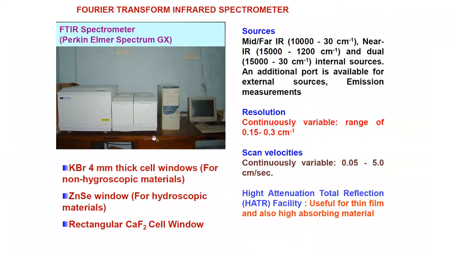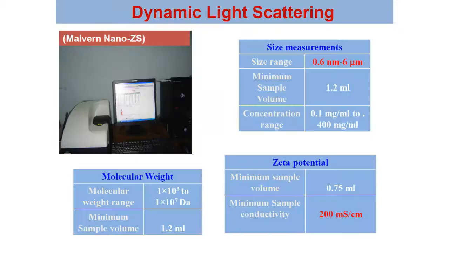They also have an FTIR, which has mid and far region capabilities. They come with a thick cell window for non-hygroscopic and hygroscopic material. So basically this tells you that if you have a given material, we would be able to do chemistry using it. This is another important facility that they have, namely the dynamic light scattering facility, which allows you to do size measurements in this region, and it gives you information on the zeta potential. So if you're doing anything in nano, you really need to have a measurement of your size, and that's why we have equipment which gives me the possibility to do that.